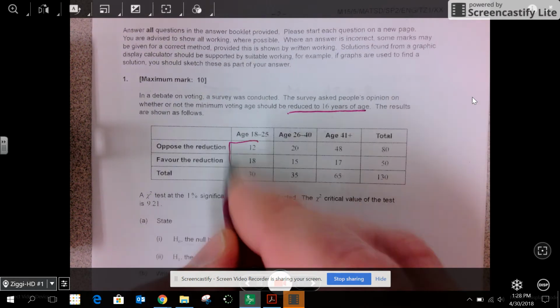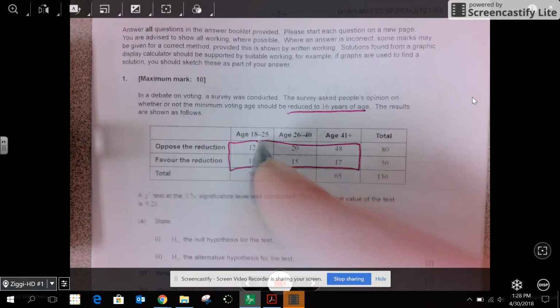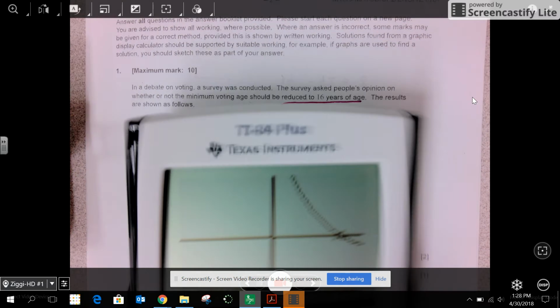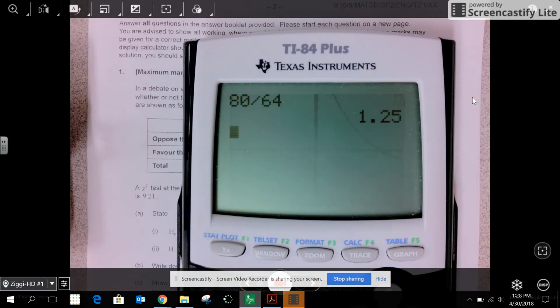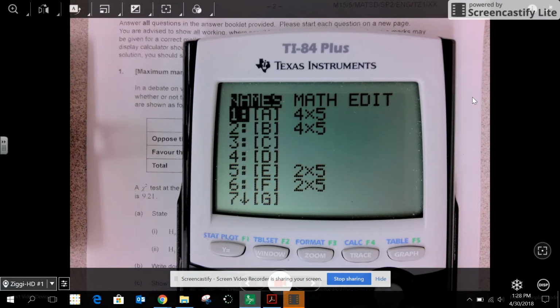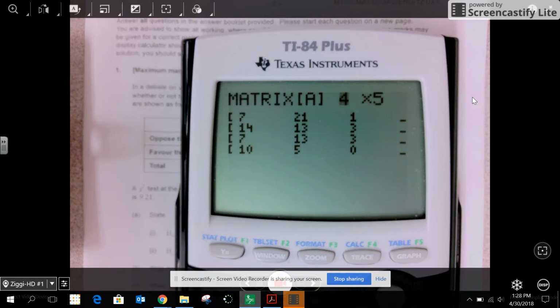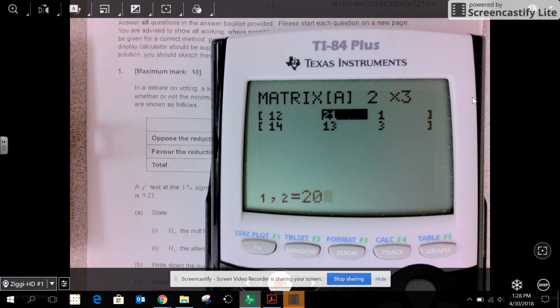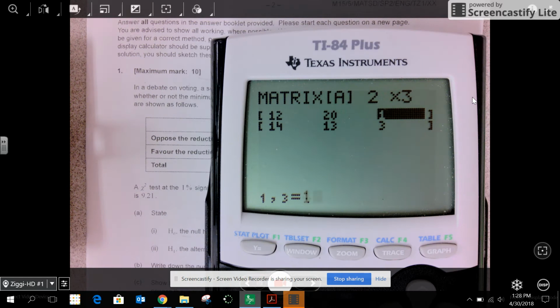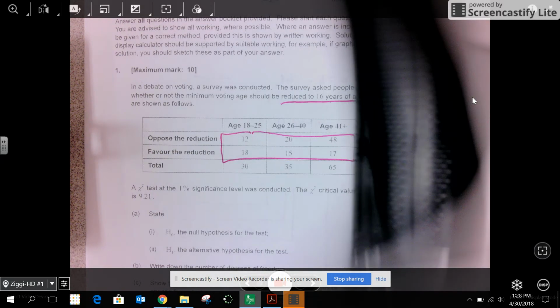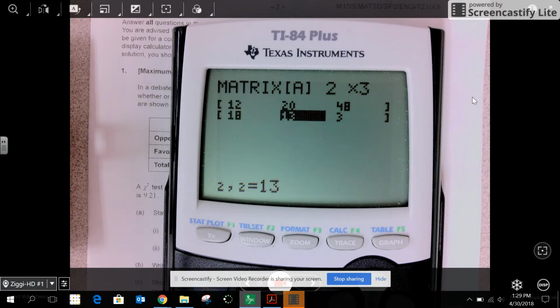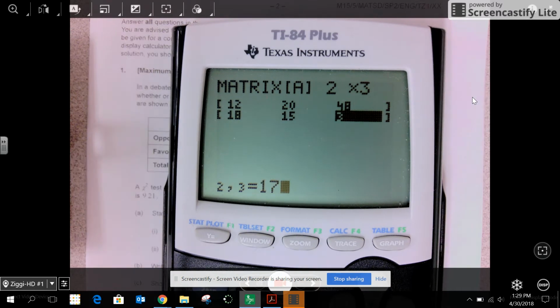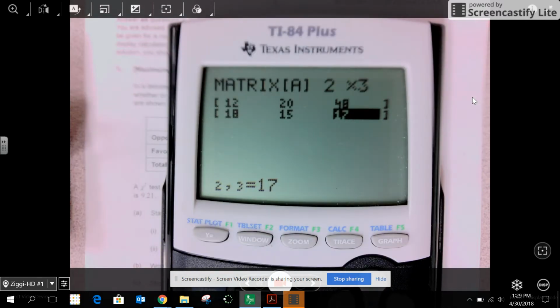So a couple things you want to remember. Do not enter the totals into your matrix. So I'm going to enter my values into my matrix. And this is a 2 by 3. Just make it match up. 12, 20, 48. 18, 15, 17. So I'm exiting out of there. I have it stored in matrix A.